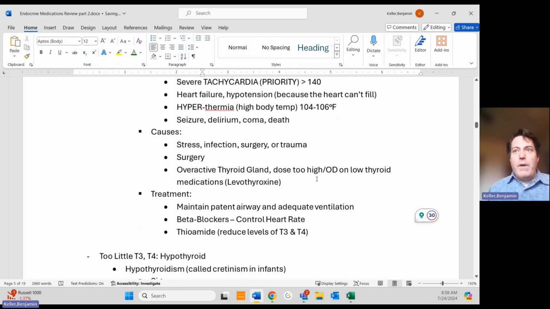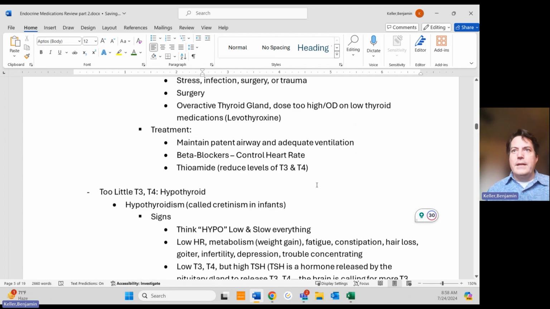So it can be caused by stress, infection, surgery, trauma, illness, those types of things. Most often, it's going to be a result of surgery, and it happens from an overactive thyroid gland with a dose that's too high, or it can happen from too high a dose of a medication like levothyroxine. Like my mom's on levo because she has low thyroidism these days. And so if we give her too much, she might have a thyroid storm. So that's an education piece.